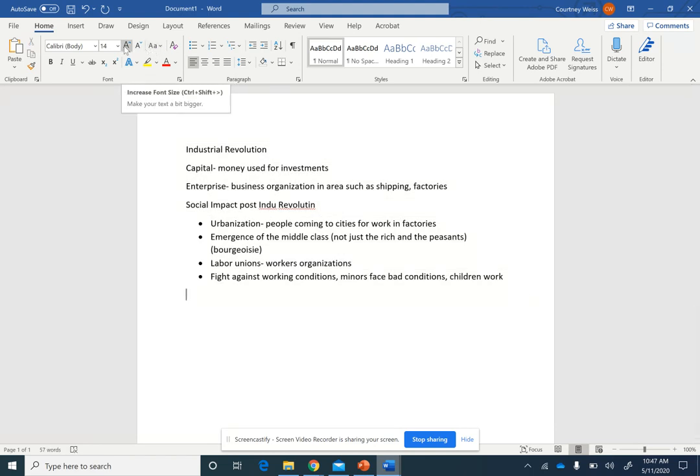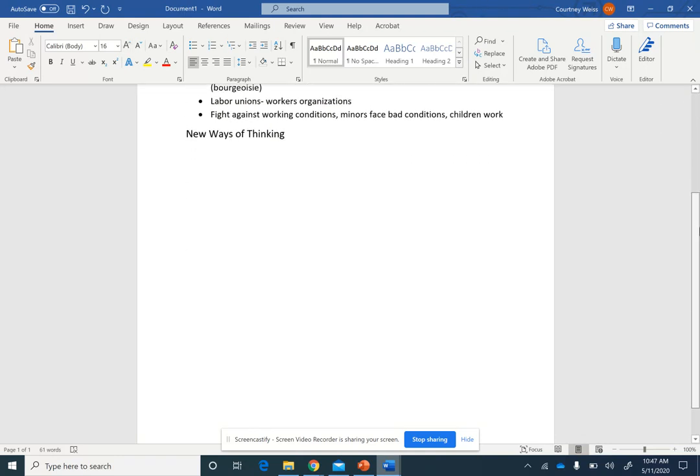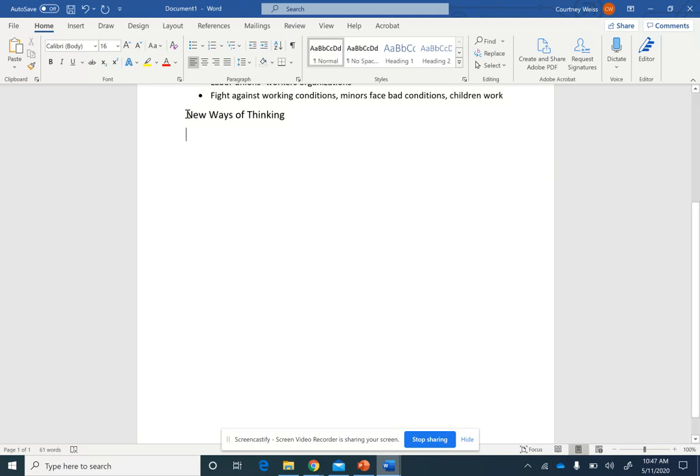We're going to be continuing looking in this kind of way, but we're going to be looking at new ways of thinking as a result of the Industrial Revolution in Great Britain. Some of these new ways of thinking come from different thinkers like Thomas Malthus and Karl Marx, okay?